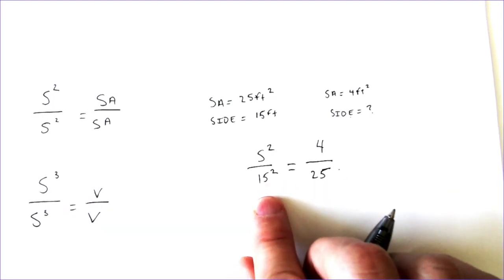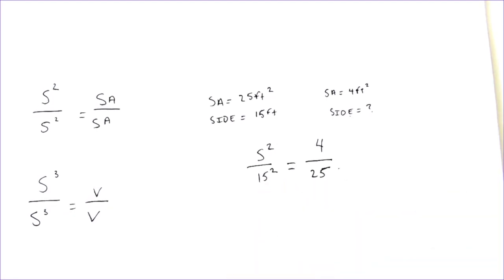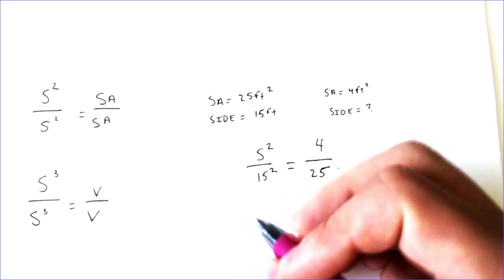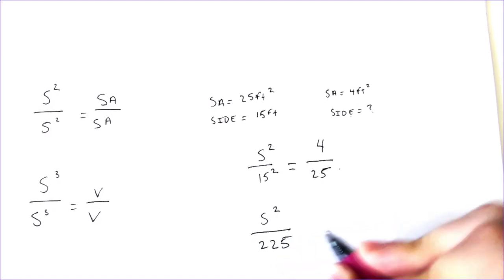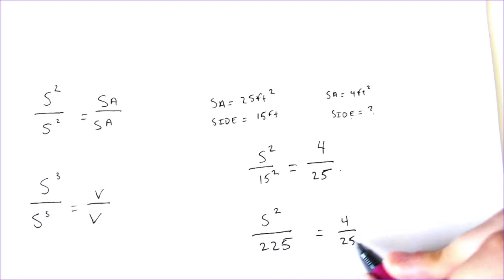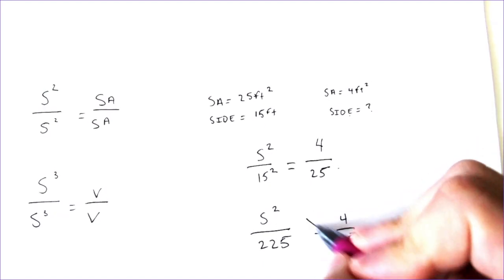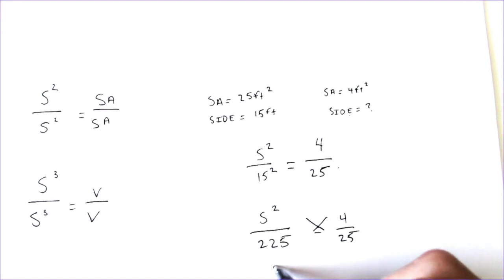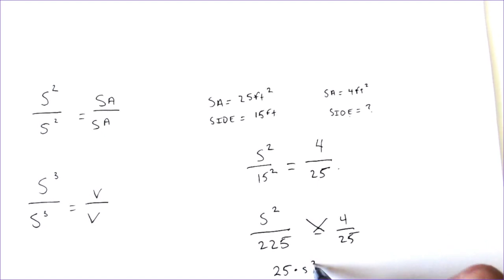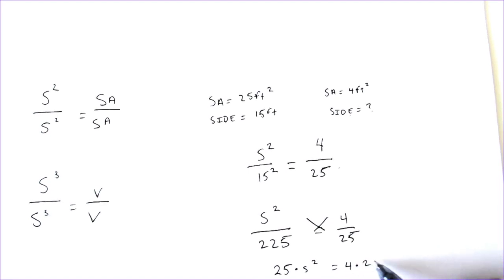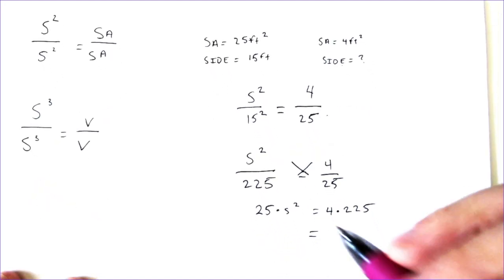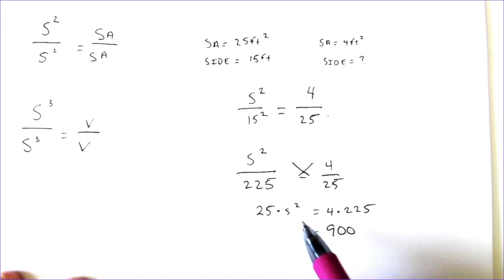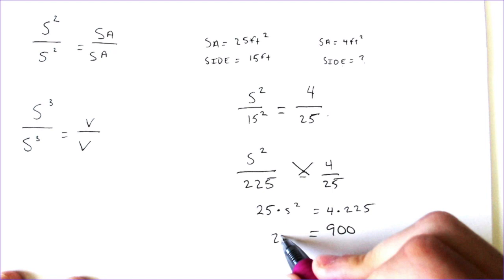You can choose to do the 15 squared first if you want to, which I'm going to do. 15 squared is 225. So we have S squared over 225 is equal to 4 over 25. And then I'm going to cross multiply. We end up with 25 times S squared is equal to 4 times 225. And 4 times 225 is 900. So we get 900 is equal to 25 times S squared, which is just 25 S squared.